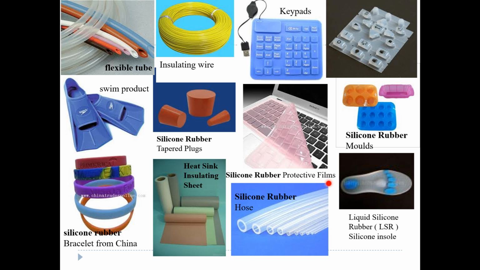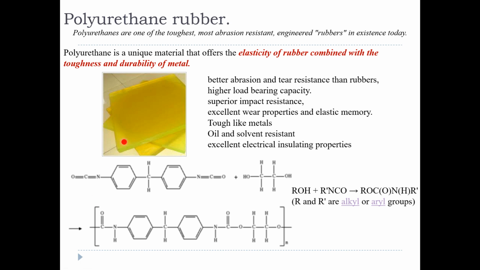Every one of us have come across more than one of these objects, right? Silicon molds for chocolate makings and everything. We use this, right? Silicon insole, silicon rubber hose, heat insulating sheets, bracelets, swim products. Applications are unlimited. Very useful polymer.